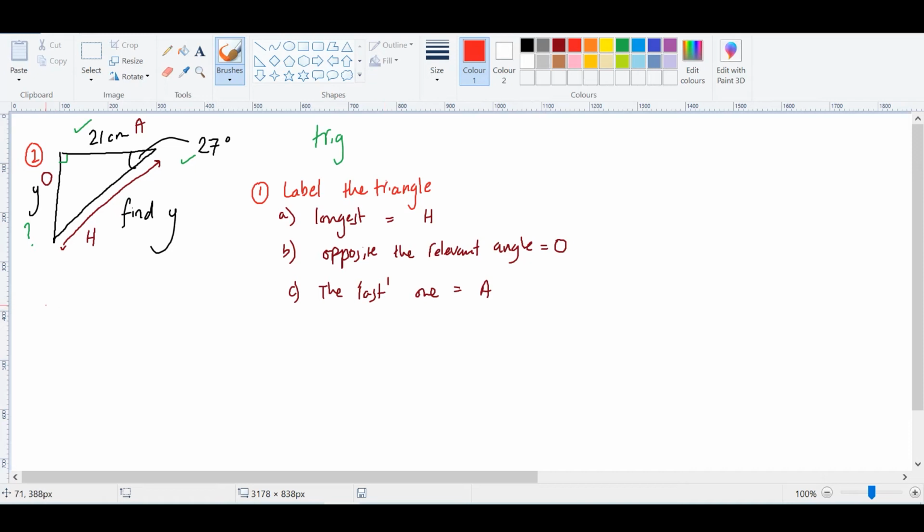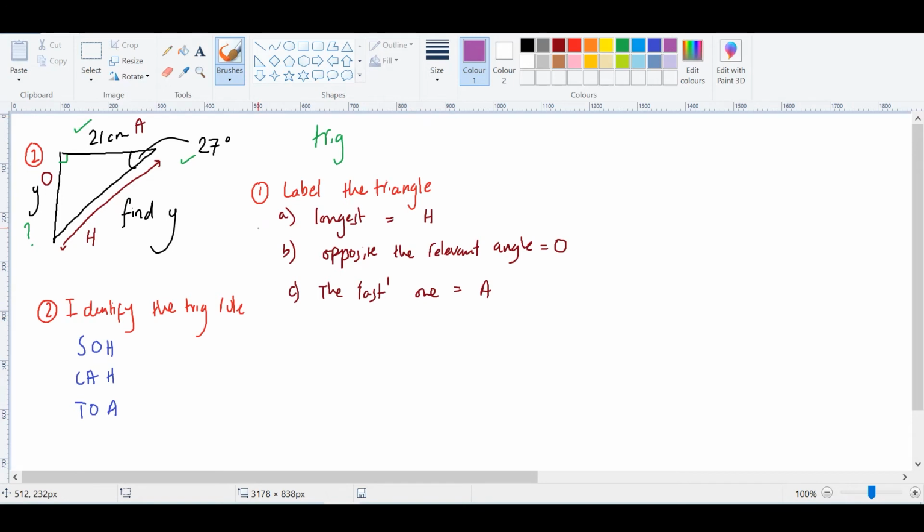Okay. So step 2, we need to identify which trigonometry rule that we need. So identify the trig rule. In order to identify the trig rule, we need to first write out the mnemonic, or the thing that we use to remember the trigonometry rules, and that is SOH CAH TOA. Make sense?